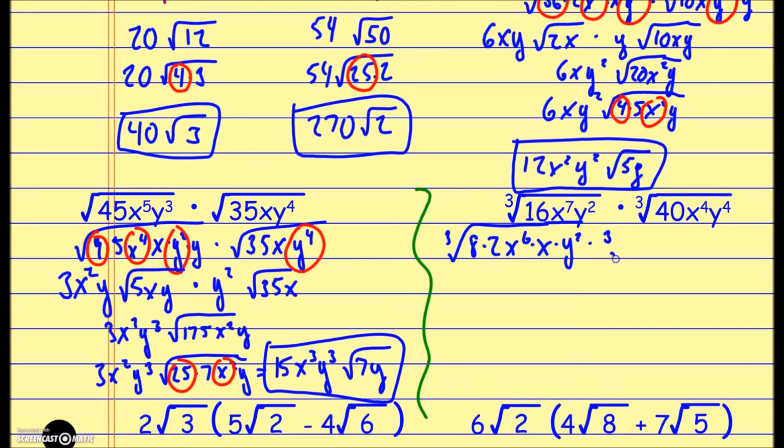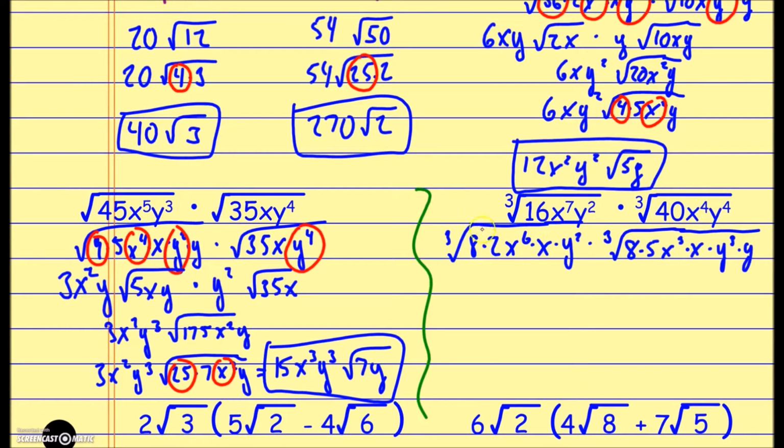And then this one I've got the cube root. I'm looking for perfect cubes that divide evenly into the 40. And as I'm looking at that, really the only one I can see is 8. So 8 again. So I've got 8 times 5. The x to the 4th I can break down into x to the 3rd times x. The y to the 4th I can do the same thing. y to the 3rd times y.